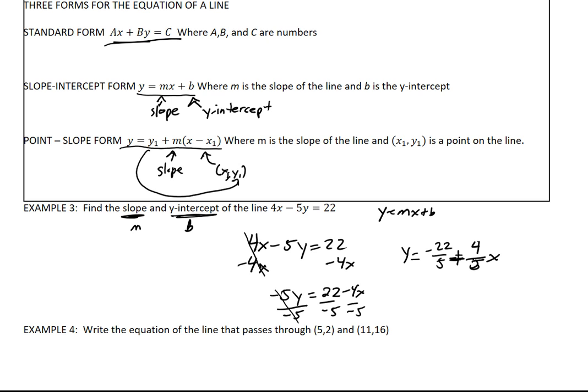Fix that up a little bit: y equals 4/5 x minus 22/5.